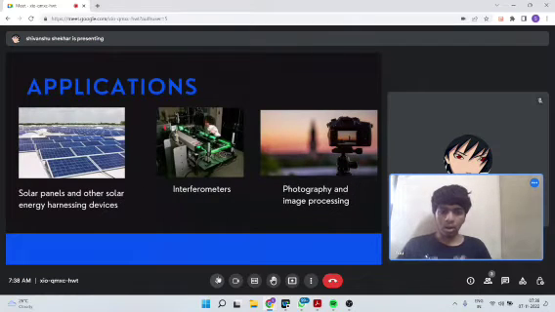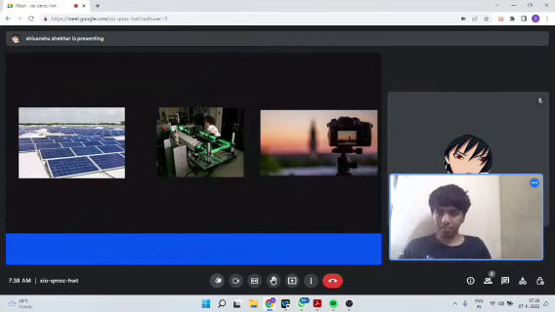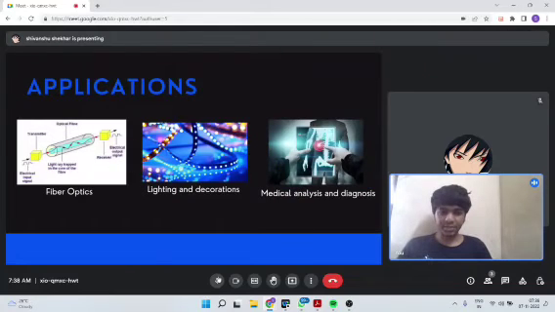So, understanding why photonics is needed. There are wide applications of photonics ranging from solar panels to generate energy to interferometers to photography and image processing. Moving on, we also have applications such as fiber optics, which is now being used in the most upcoming technologies such as 5G data and stuff like that.